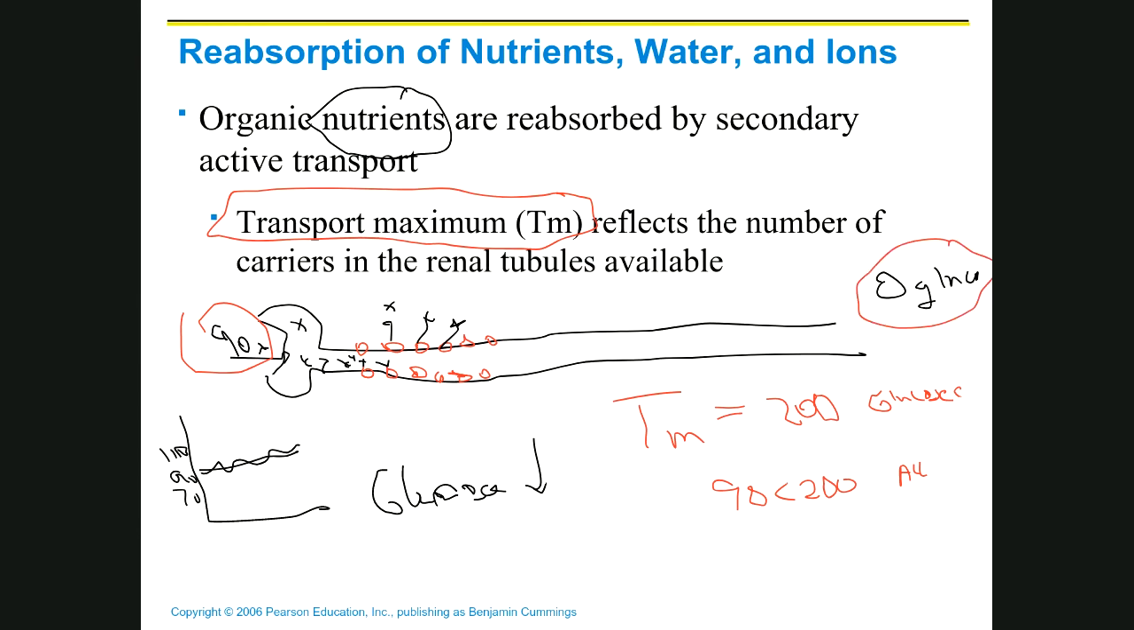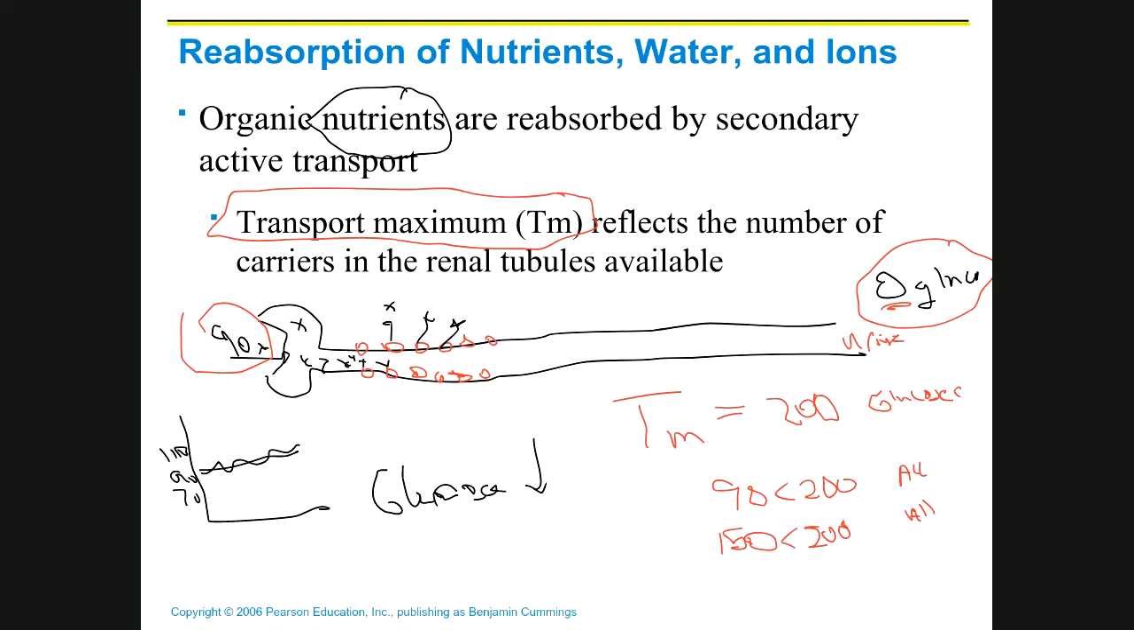What if I just ate a meal, though, and my glucose goes up to 150? Is 150 less than 200? Yes. So how much glucose is going to wind up in my urine over here? How much is going to be excreted? 0. All the glucose is going to be reabsorbed.